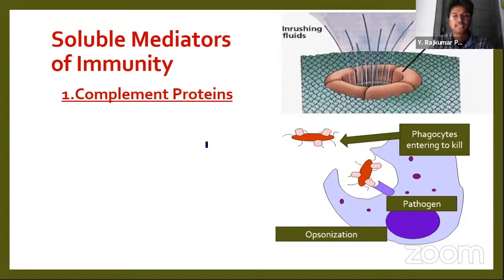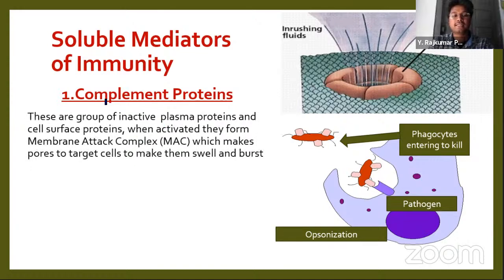Complement proteins. First of all, let's see what these complement proteins do. These are a group of inactive plasma proteins and cell surface proteins. When activated, they form the membrane attack complex, MAC, which makes pores in target cells to make them swell and burst. The complement proteins are proteins of plasma, and they make pores in the target cell.